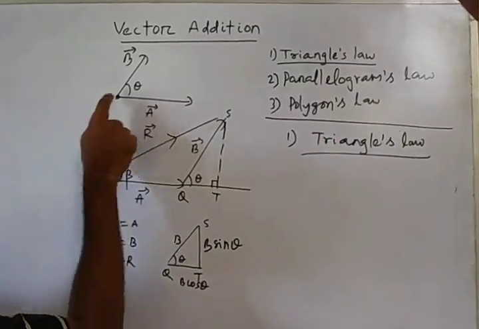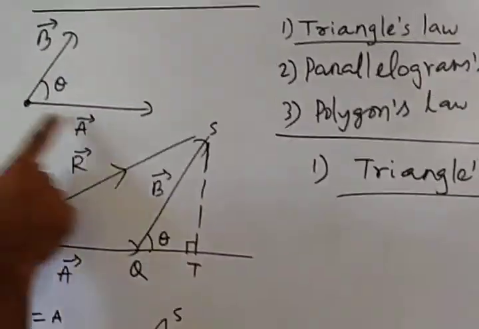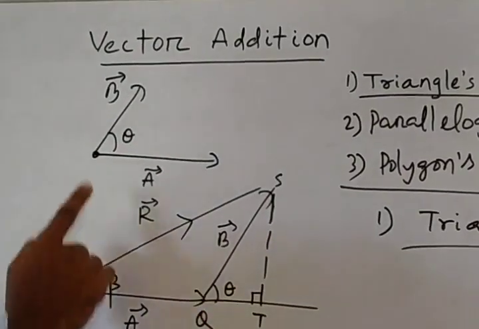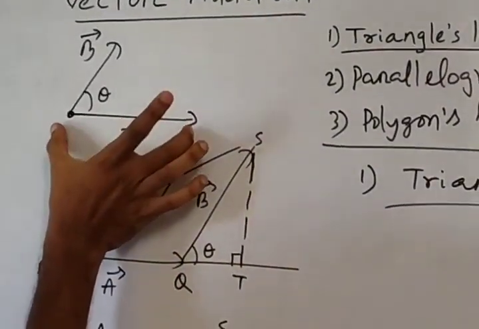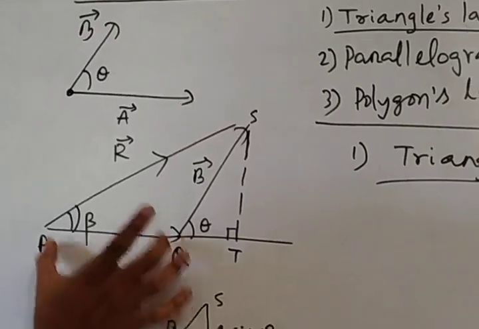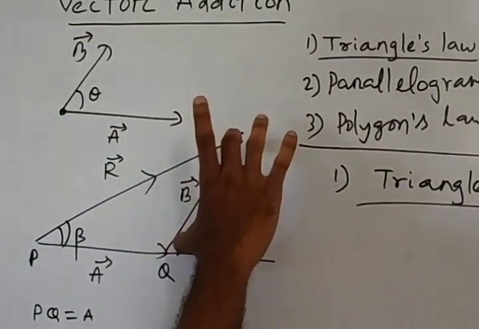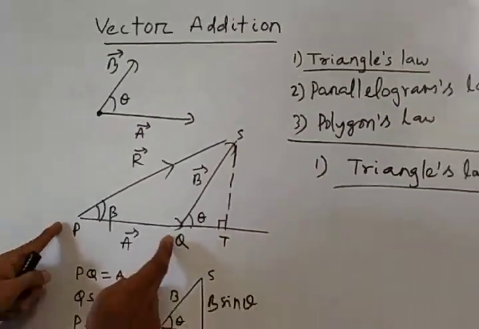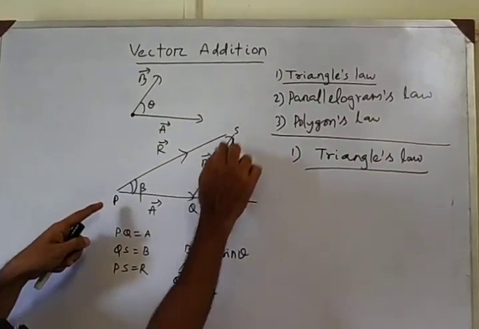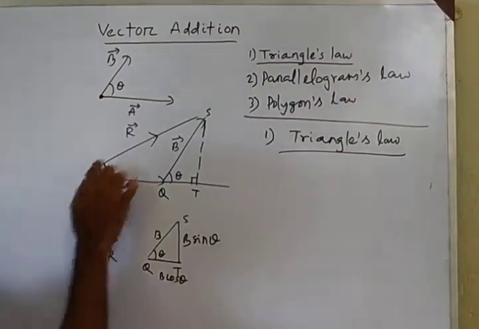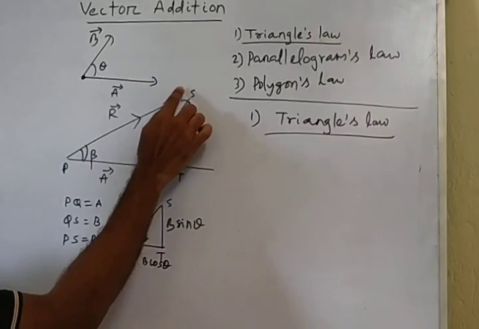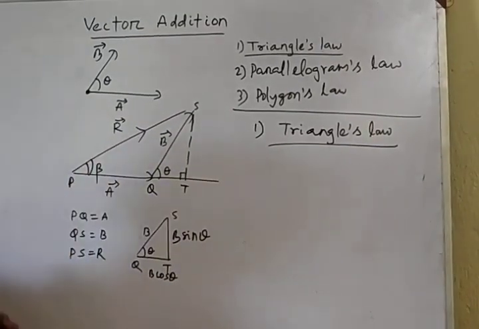Without changing these two vectors in magnitude or direction, I am shifting A vector to this and B vector to this. So my A vector is now PQ and B vector is now QS. PS is the third side of the triangle, which will give me the resultant.